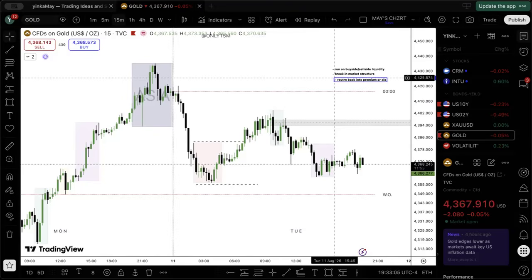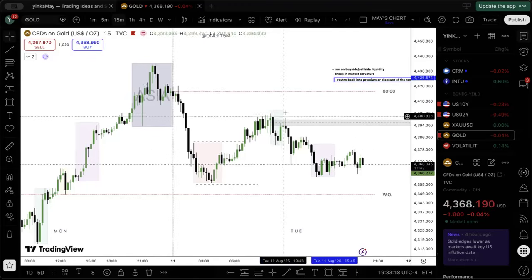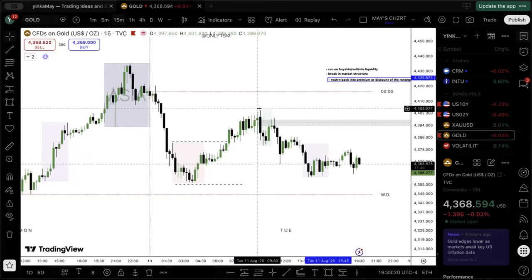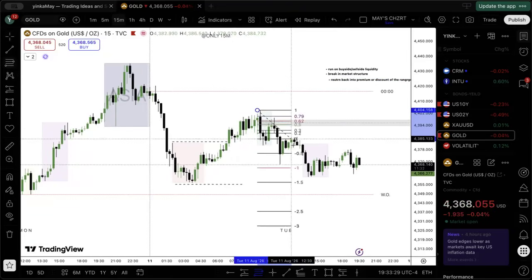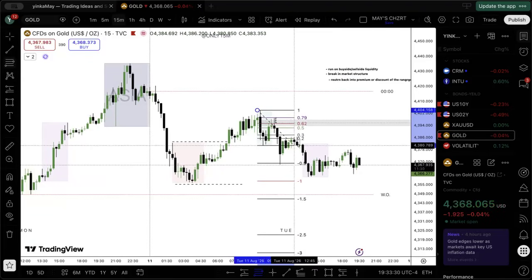Return back into premium or discount of the range. Now you ask me, what range? Every time we have a breaking market structure, a range is formed. That means that consecutive candle here, the high of the consecutive candles to the low of those consecutive candles is a range. If you use your fib and you pull it out and say high to low, what are you looking for? You're looking for price to return back into anywhere above the 50% of the range.